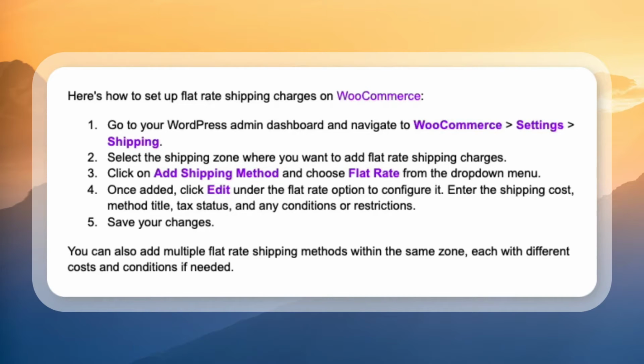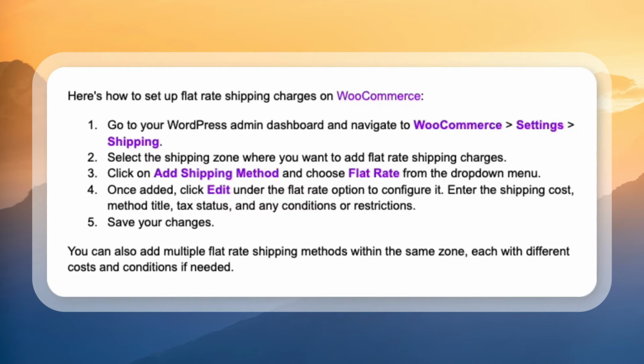In this video, I will tell you how to set up a flat rate shipping fee on WooCommerce. So step number 1 is to go to your WordPress admin dashboard and navigate to WooCommerce, then click settings and go to shipping. The second step is to select the shipping zone where you want to add the flat rate shipping charges. Now you can add more later.